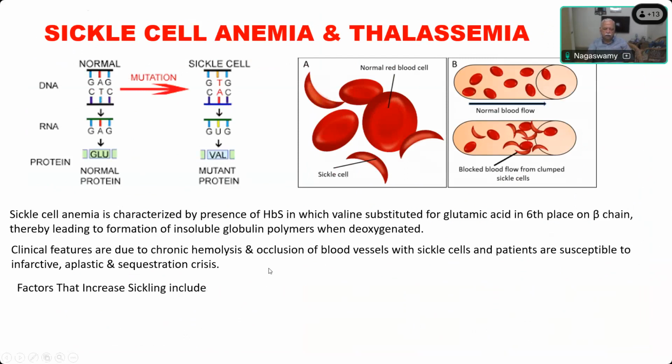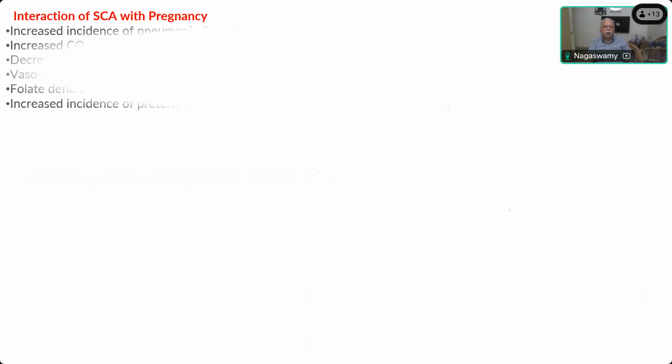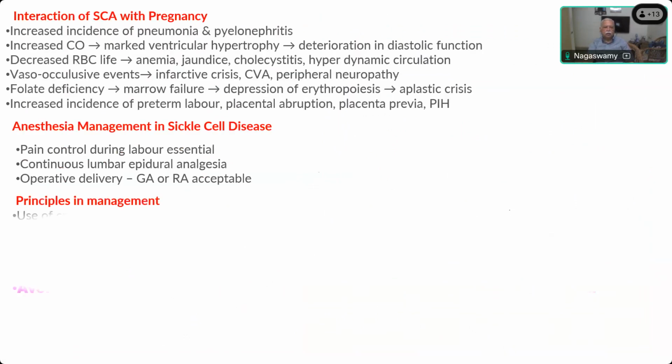So the hemoglobin is not of good quality. That is why there is a qualitative reduction in the hemoglobin. The first definition we saw happens here because of this change. And factors causing sickling are hypoxemia, more than 50% hemoglobin S in sickle cells, dehydration, hypotension, hypothermia, and acidosis. And of course, we will not go through all this.